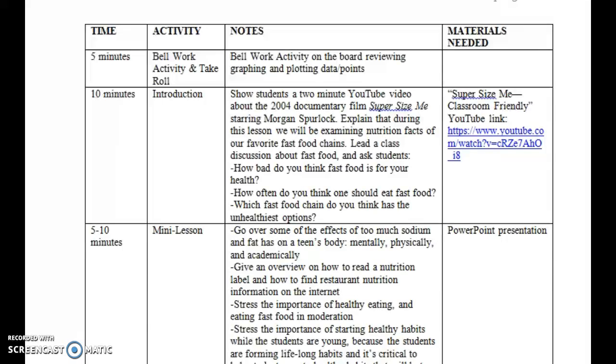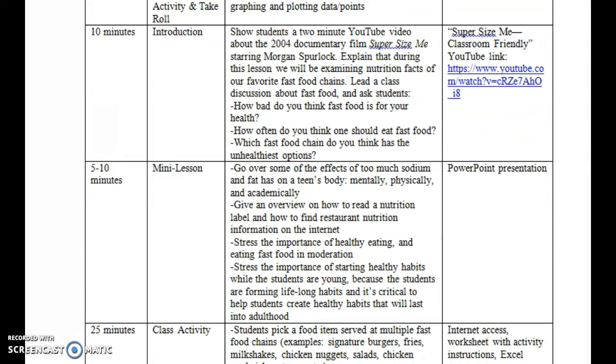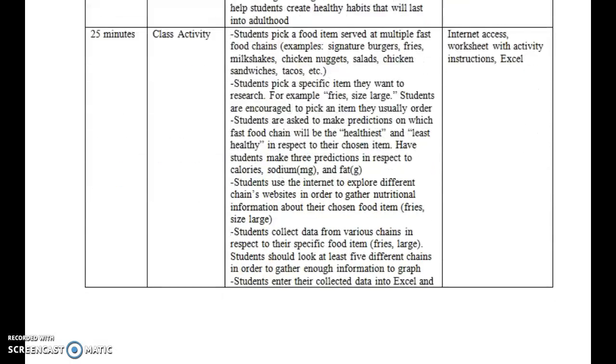I would start the lesson with a quick 5-minute bell work activity where my students will review graphing and plotting data points. I would then lead the students through an introduction and a mini lesson where I would show a quick 2-minute YouTube video about the 2004 documentary film, Super Size Me. I would then lead the class in a discussion about how often do you think one should eat fast food, which fast food chain do you think is the healthiest, which one's the unhealthiest. I would go over some of the effects that fast food has on a teen's body, including mental, physical, and academic effects. I would then lead the class through their class activity.